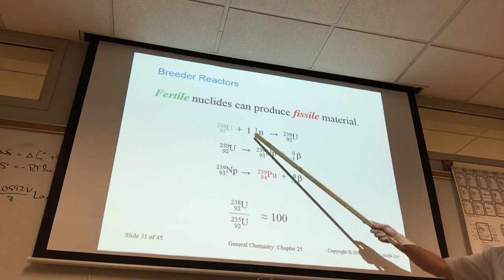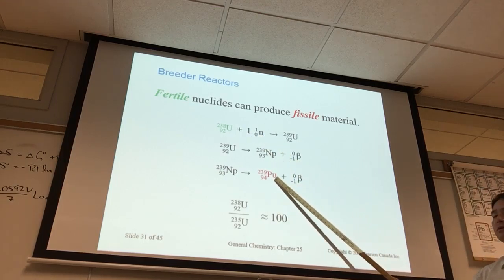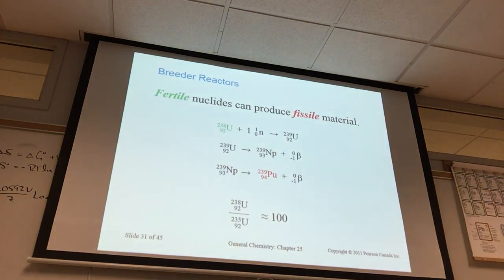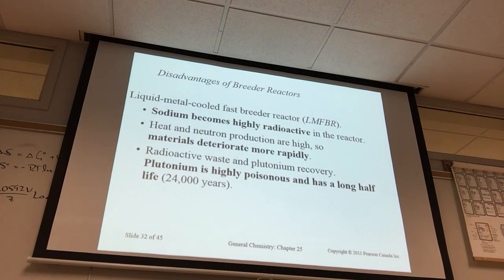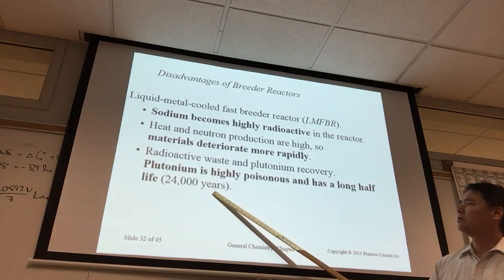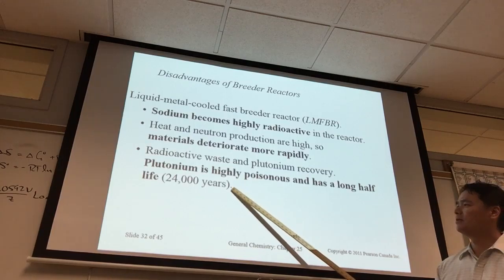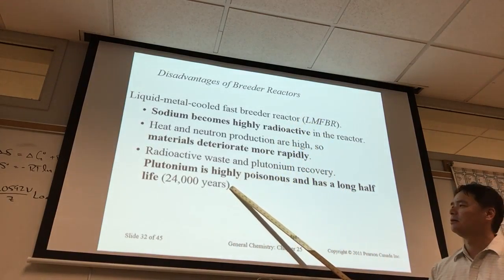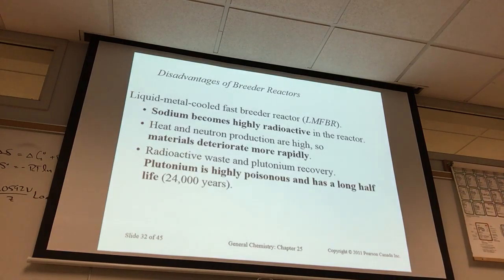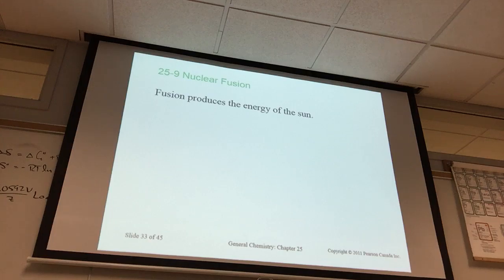But anyway, breeder reactors can make plutonium. Plutonium can be used as a fuel or as a bomb-making material. It has a half-life of 24,000 years, so it's going to be a long-term problem. One of the proposals was to shoot it off into space, but nothing became of that.